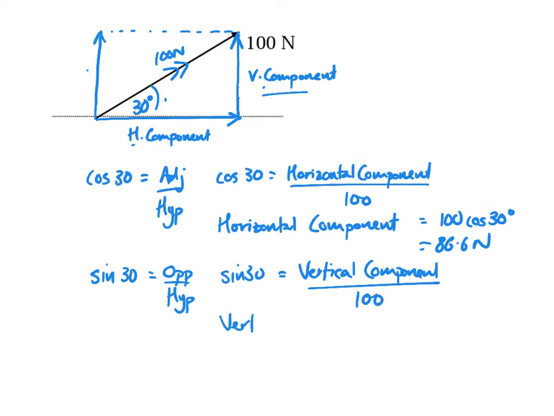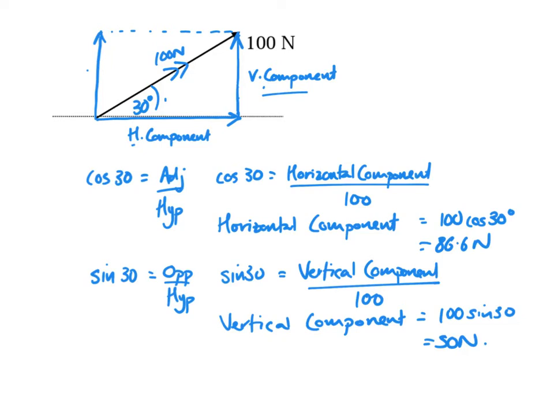So the vertical component is 100 sin 30, which is 50 newtons. So now we've worked out how much of that force acts horizontally and how much of it acts vertically. And if you look at these values, you can see 30 degrees is below 45, so basically the horizontal is bigger. It's a good wee check to do at the end if you've got these the right way around.